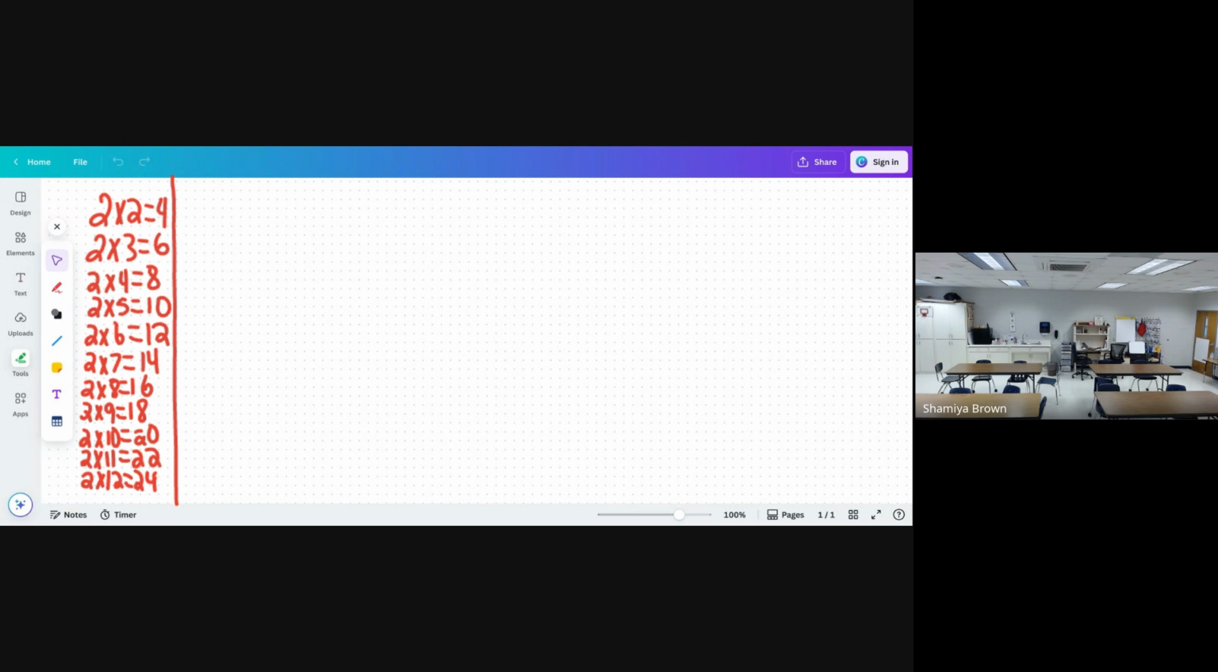So 3 times 2, I'll start with 3 times 2 because I already know what it is because I have it over here as 2 times 3. So 2 times 3 equals 6 and 3 times 2 equals 6. So I'll just start there and keep going. 3 times 3 equals 9. 3 times 4 equals 12.